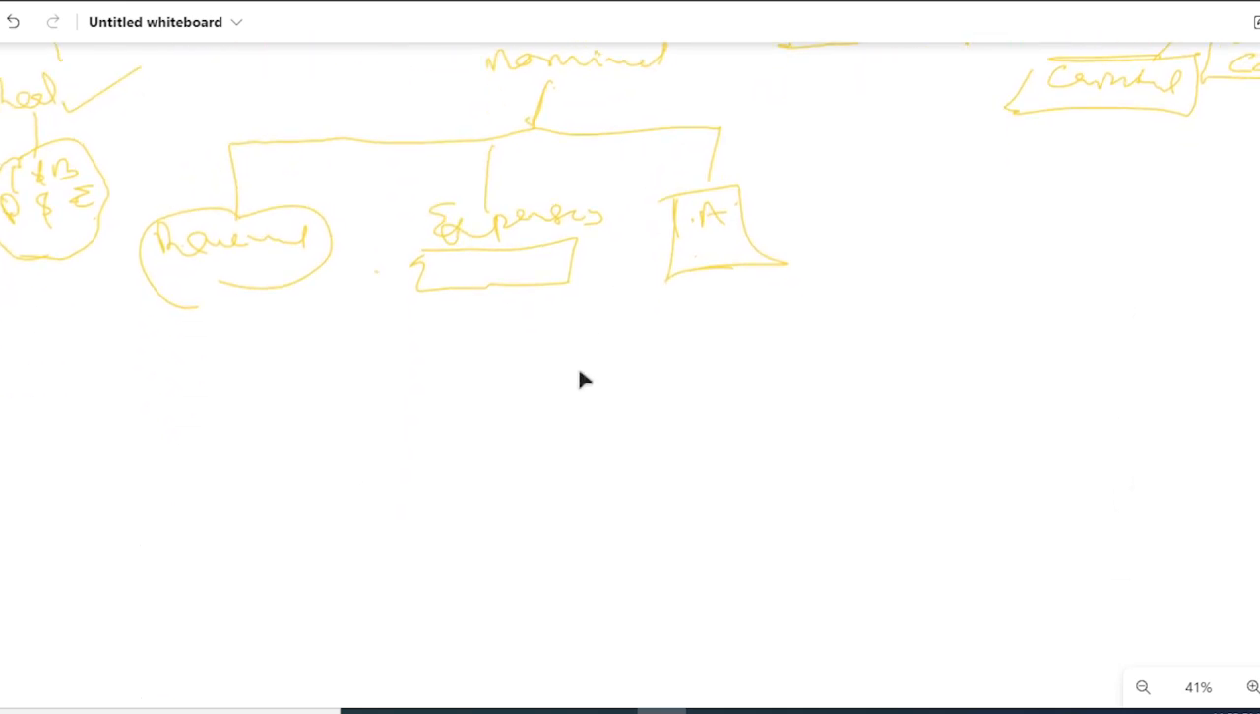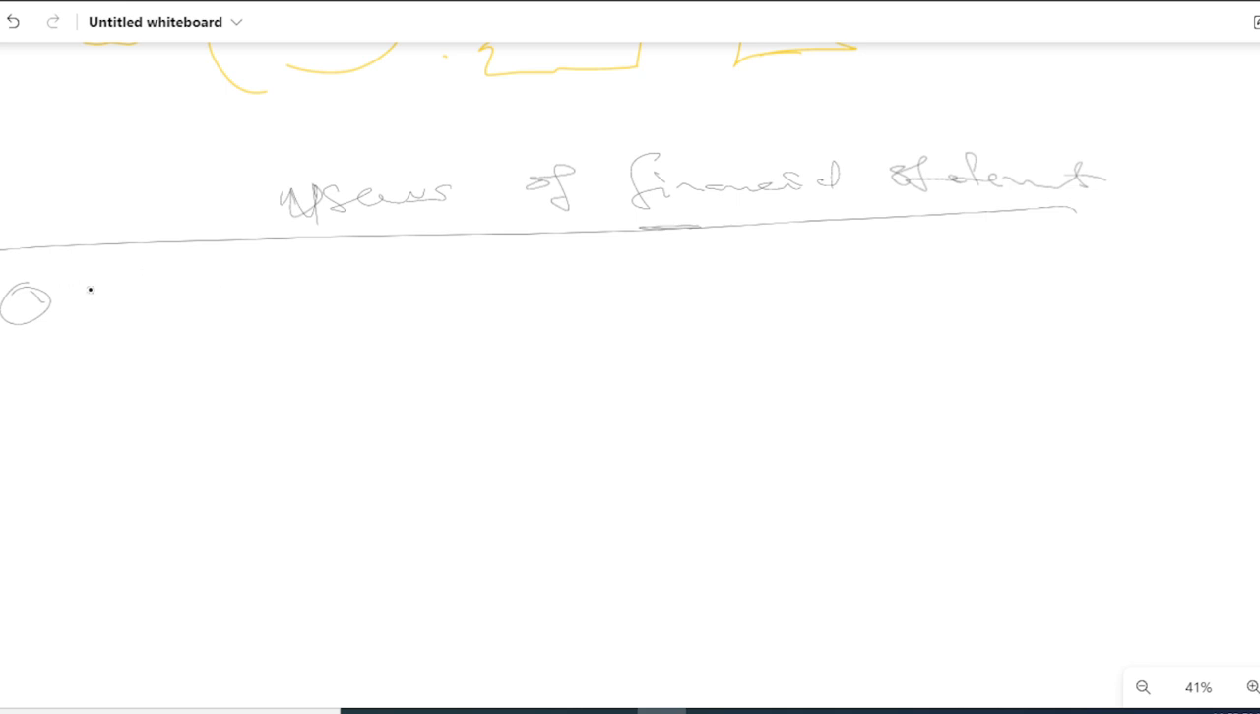financial statement. So users of financial statement. Users of financial statement are divided into two. One, we have direct users and indirect users. Who are the direct users?